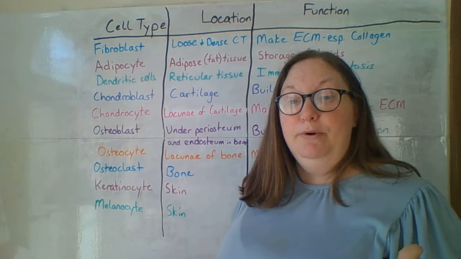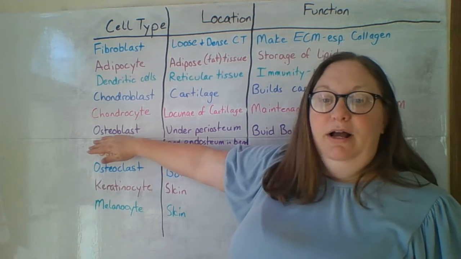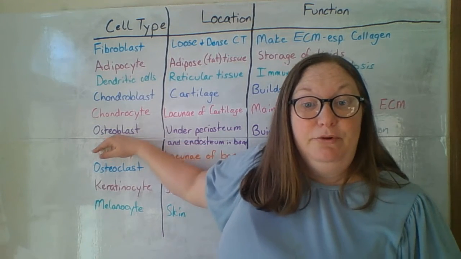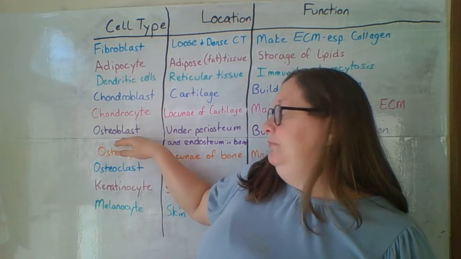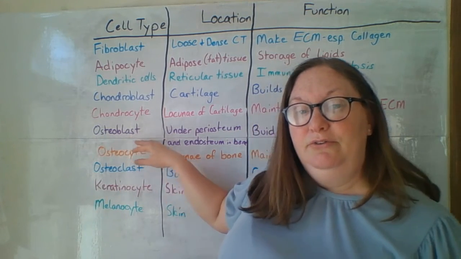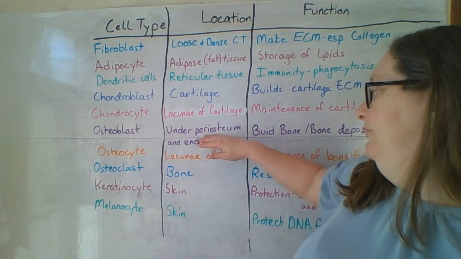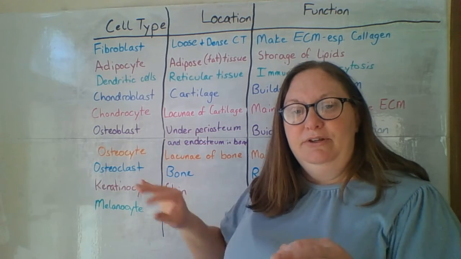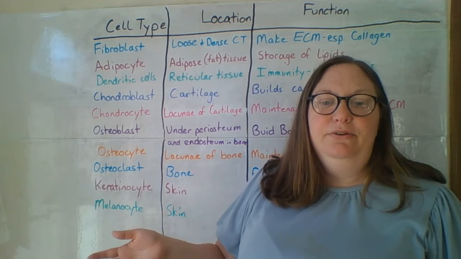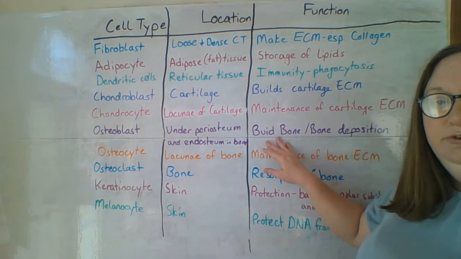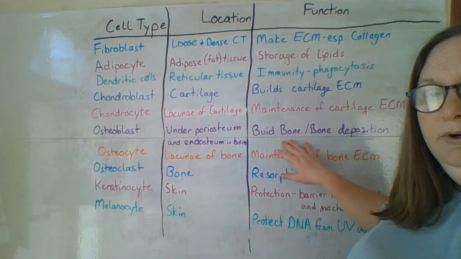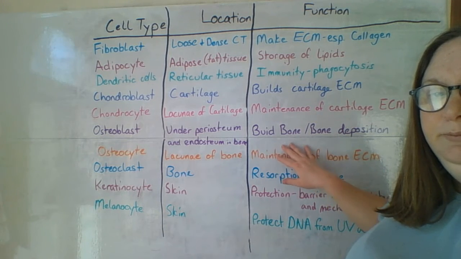All right, let's move into bone. Osteoblast. So again, we have the word blast. So we have osteo meaning bone, blast, building. So these osteoblasts, we'll find them under the periosteum, under the endosteum. Basically, you need to know that they're in bone. And what do osteoblasts do? Blasts build bone. Osteoblasts build bone.